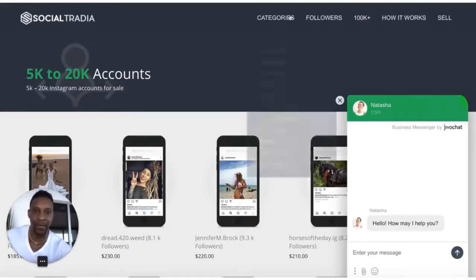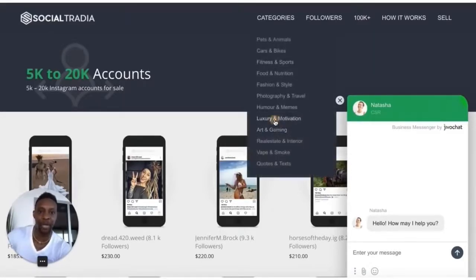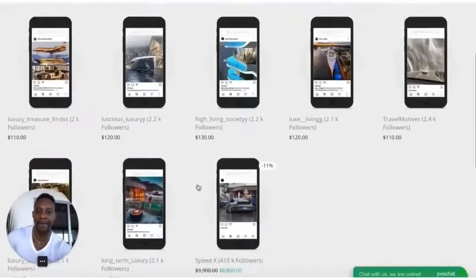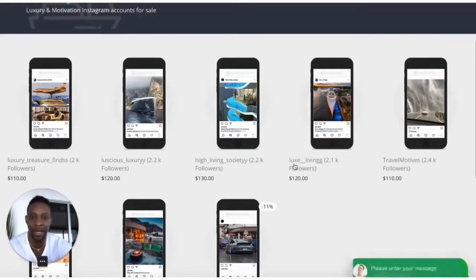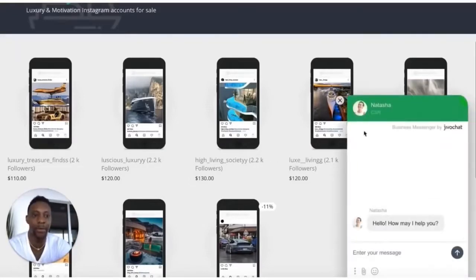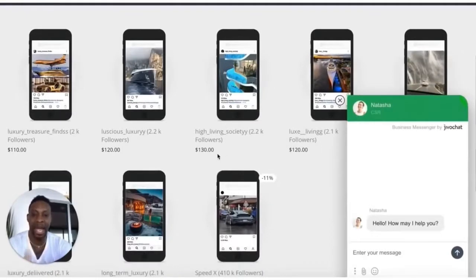Let me show you something. If you go to categories here, and you go to luxury and motivation, okay? I buy a lot of these accounts because these are potential customers. So that means if you do this, it's highly likely I will buy from you. Look at this. This person only has 2,000 followers, and they're going to sell it to me for $130. I'm going to buy all of them. Does that make sense?